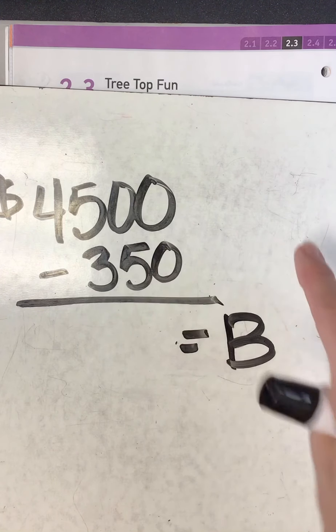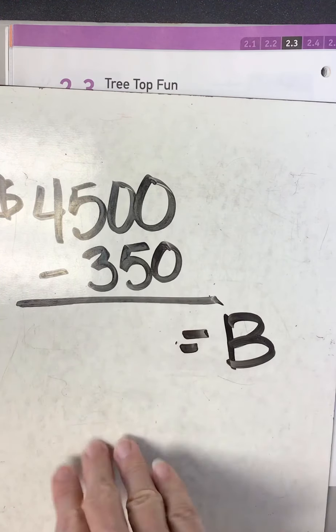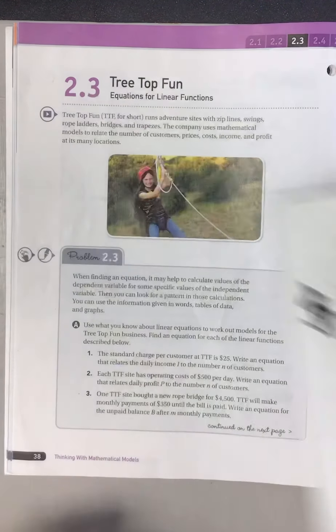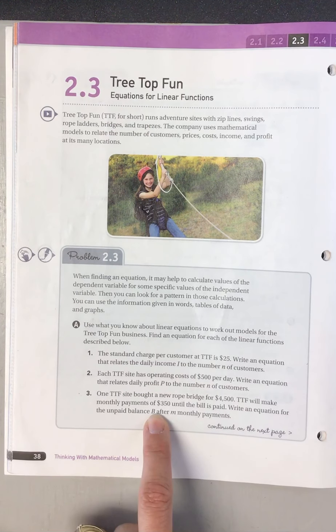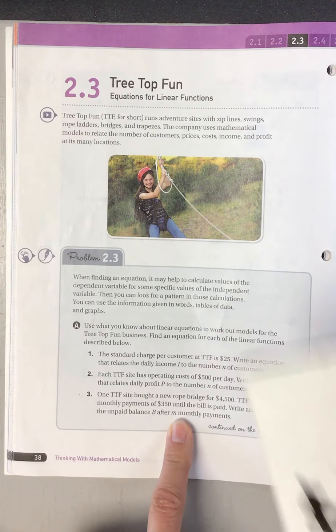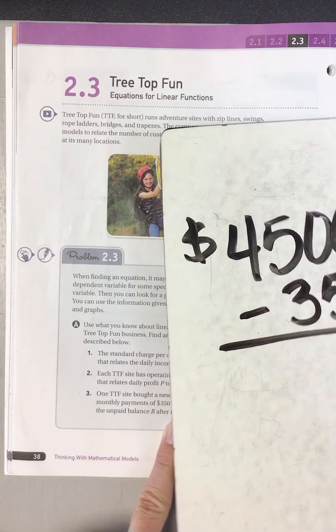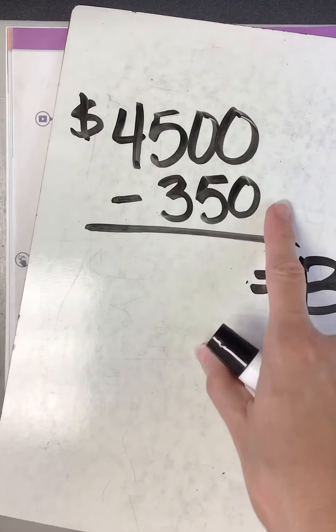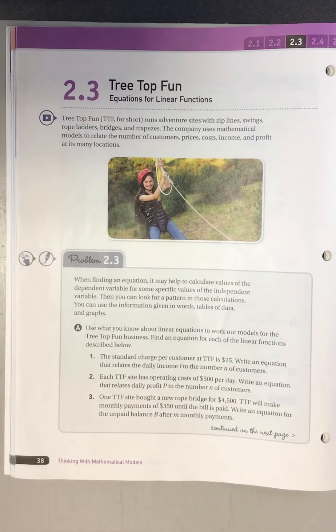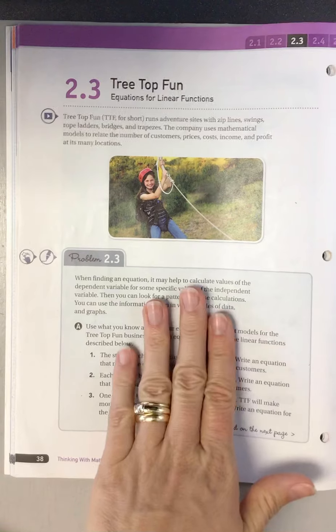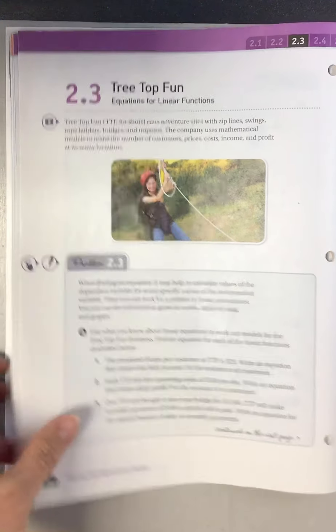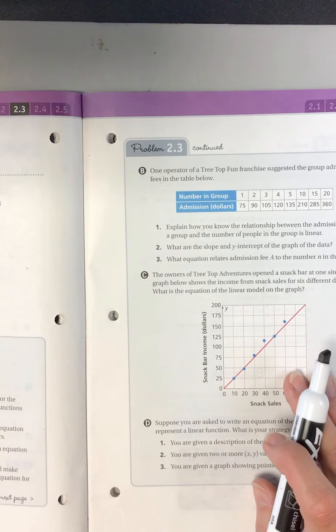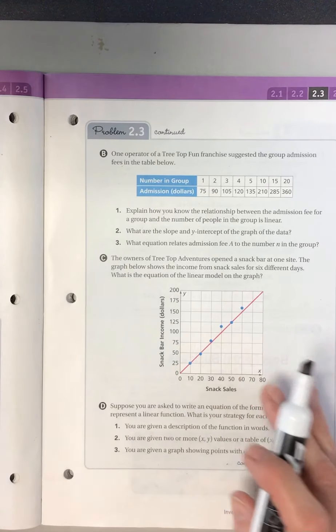But instead, you're going to think about this process and write it as an equation using the variables B and M for monthly payments. So we don't know how many months are being used. Instead, we're just going to use the variable M in that problem. Okay, so that is all the parts of A for 2.3. You're also going to be completing B for 2.3.